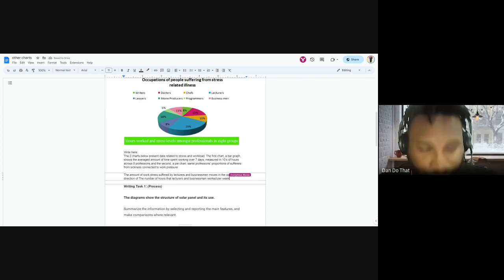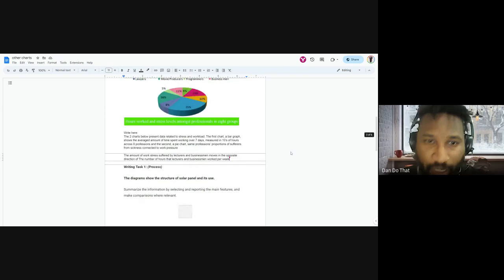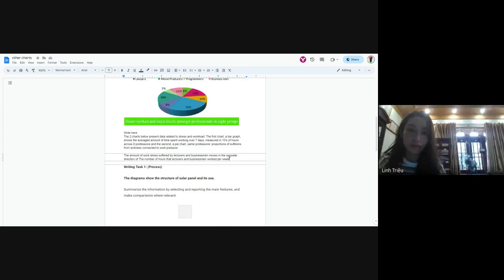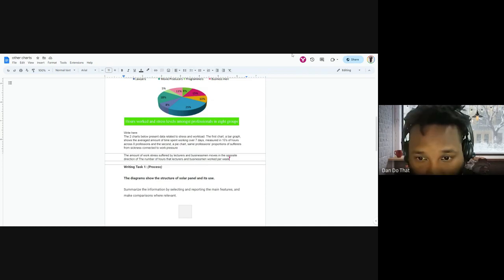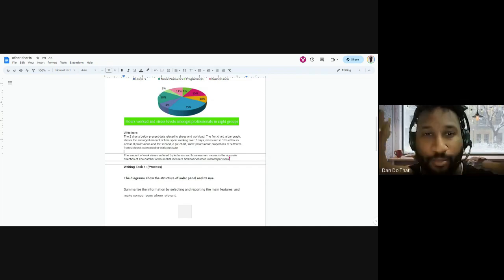All right. Now moves in the opposite direction. So now we have compared those two, but what we didn't do is describe them first. So it looks like there's only a small amount of words. We're like, why is this paragraph so short? Because the amount of work stress suffered by lecturers and businessmen, we have not yet written that part. All right. So we still have to describe that line.